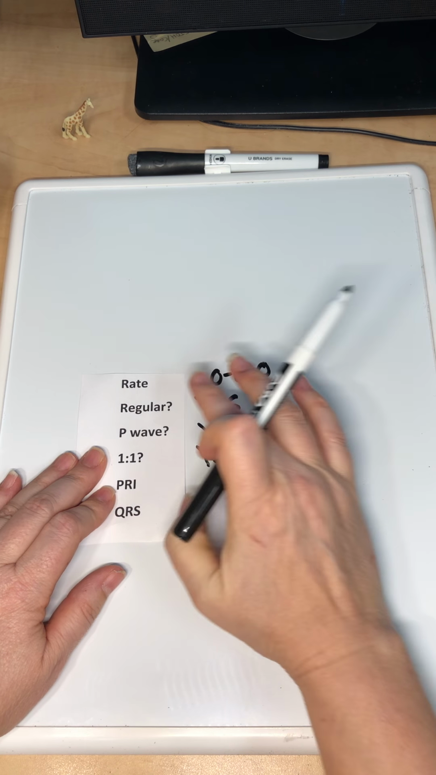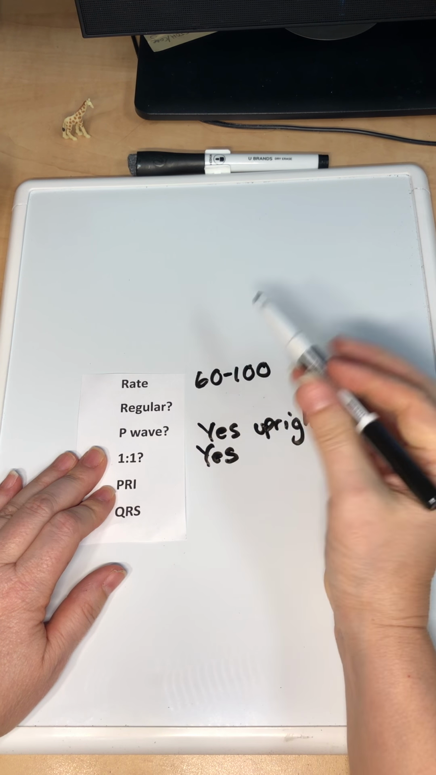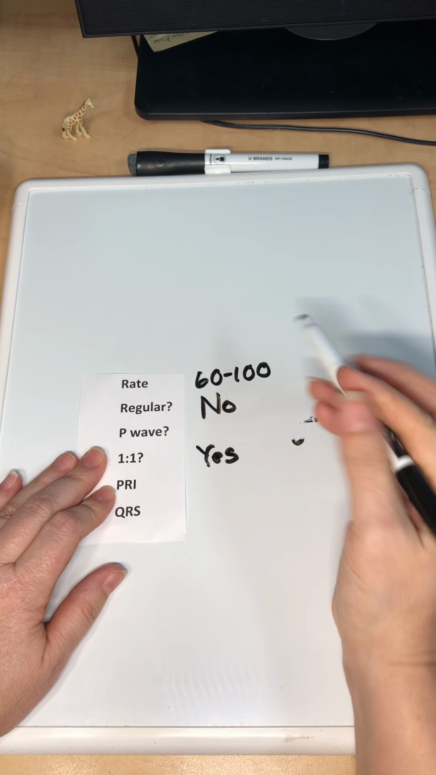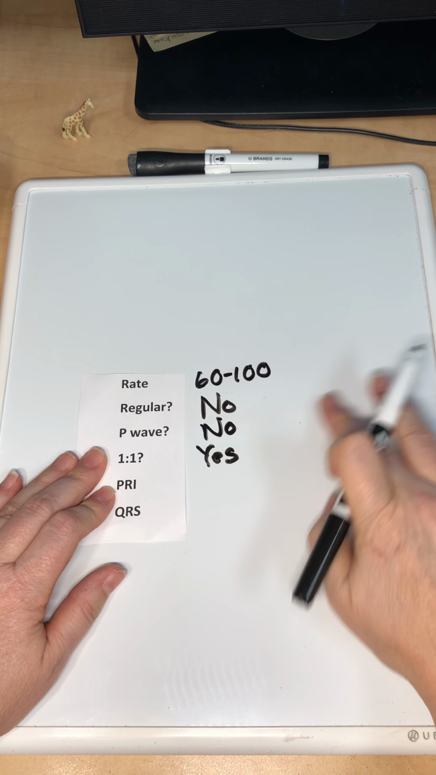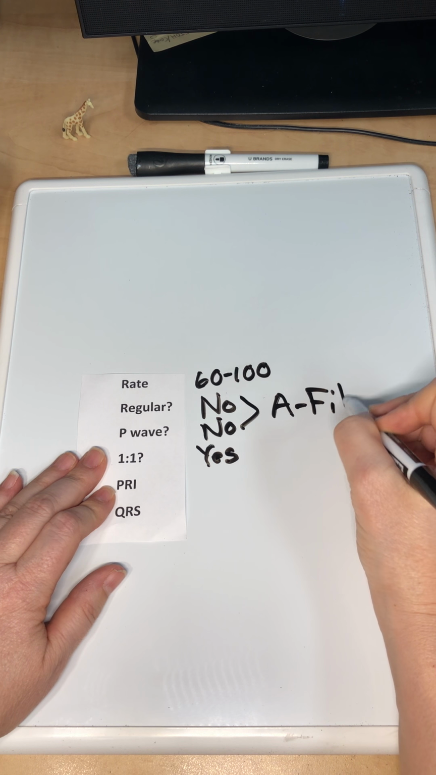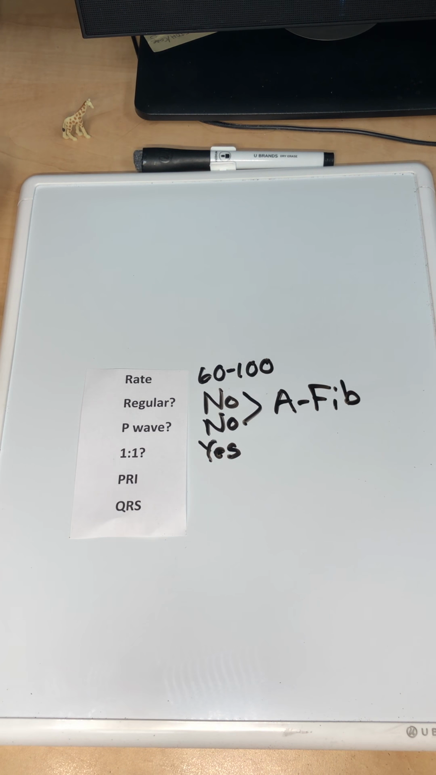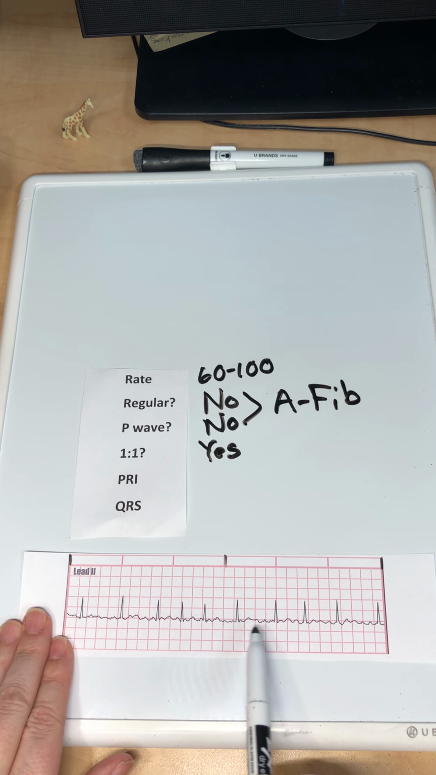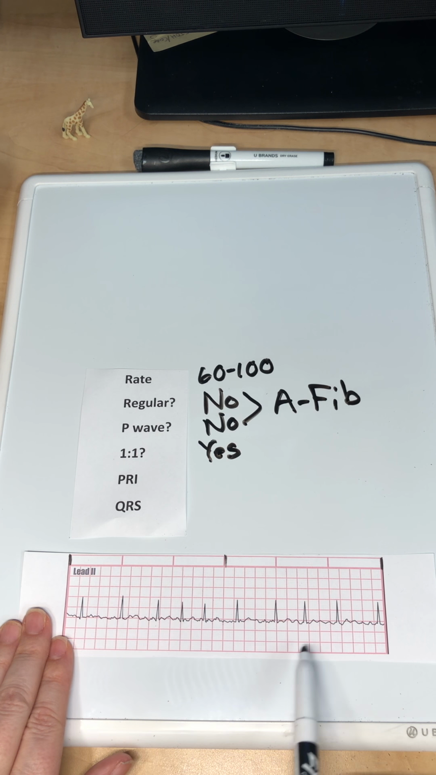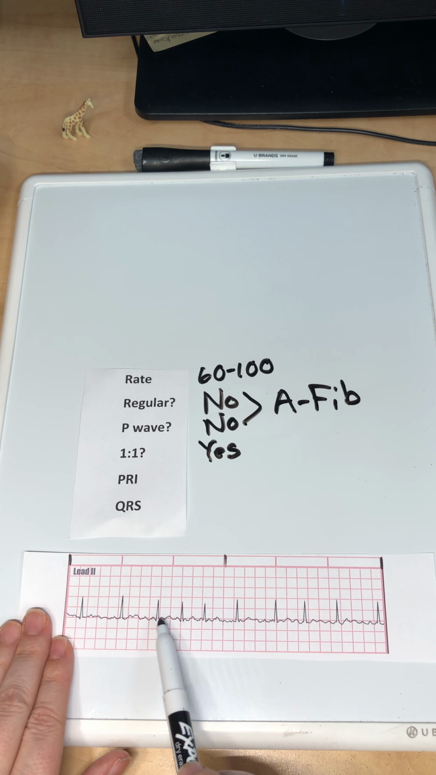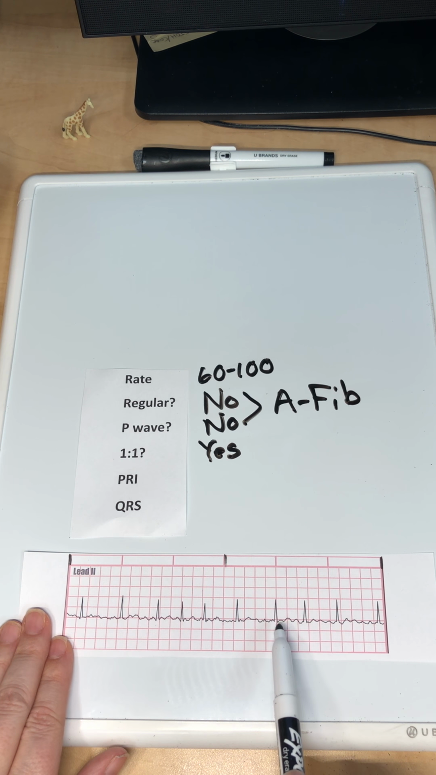If you have a rhythm that's not regular and there's no P wave, that's trouble. That's when you have AFib. Okay, I'm going to show you what AFib looks like. Here we go. Look at this strip here. Just looking at it, it's not regular, is it? It's from here to here, and then here to here, and here to here, and here to here. They're all different distances, so it's not regular.